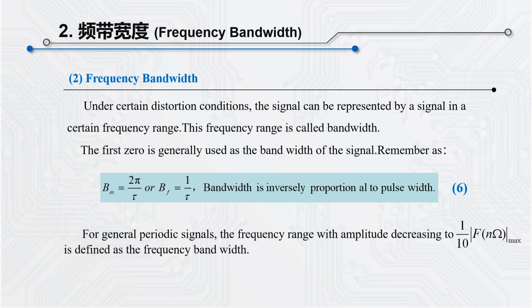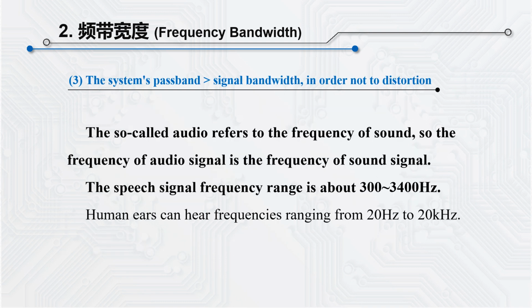In engineering, for a general periodic signal, we define the frequency interval where the amplitude drops to 1/10 times the maximum of the absolute value of F n omega as the bandwidth. In engineering, the system is used to process the signal, so the passband of the system is generally greater than the bandwidth of the signal. Only under this condition can we ensure that the processed signal is not distorted.